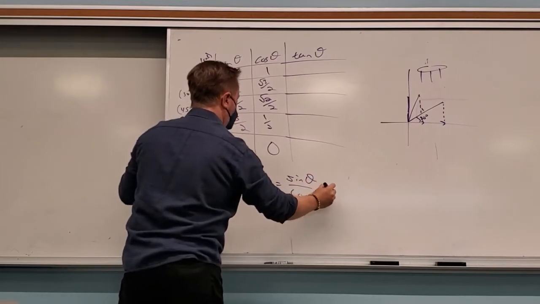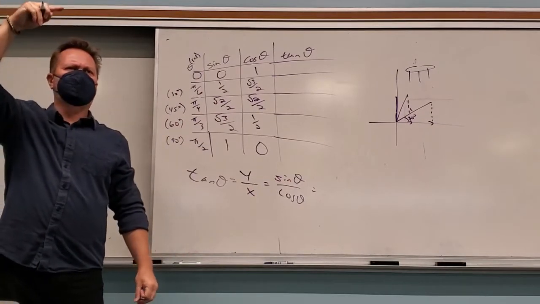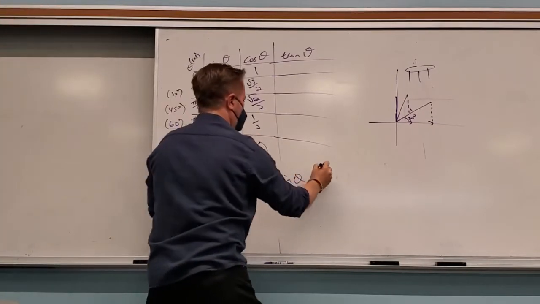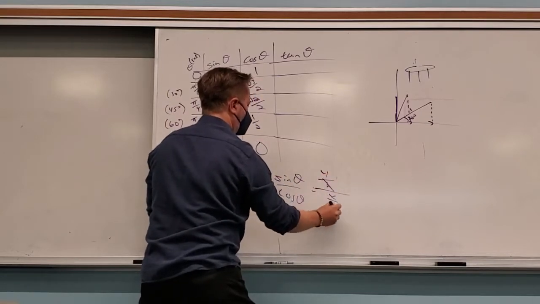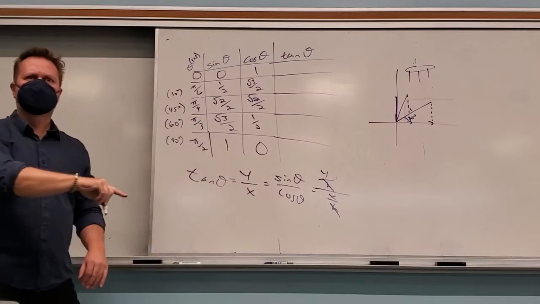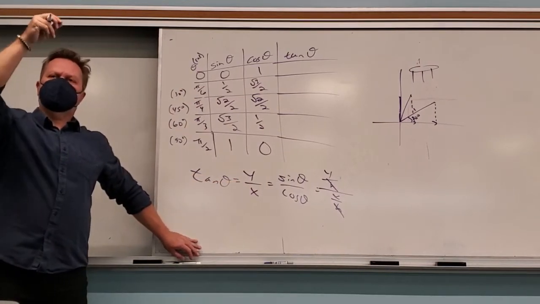And just to really prove that, what's sine again? Sine is y over h. And what's cosine? X over h. Do you see how the over h's would cancel? So you get y over x. So tangent theta is sine theta over cosine theta.